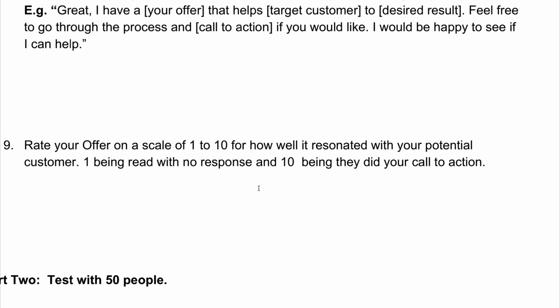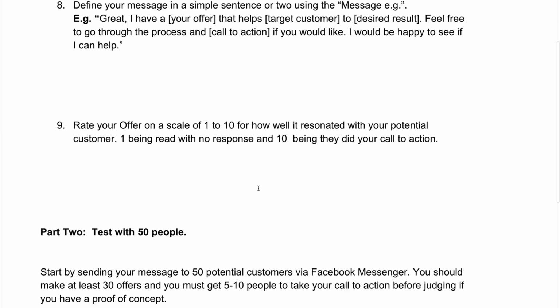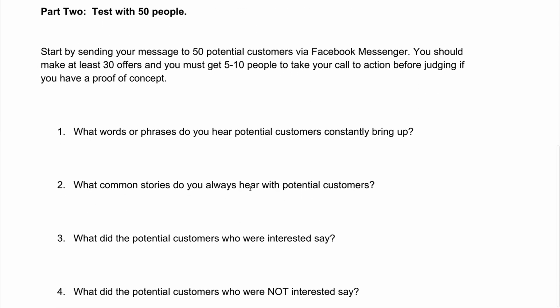You're going to see how well it resonated with your potential customers. And that's where you go into part 2, which is taking in as many insights as possible, because people are going to respond to you. They're going to give you stories. They're going to give you the same words. There's going to be a lot of people who use the same phrases.